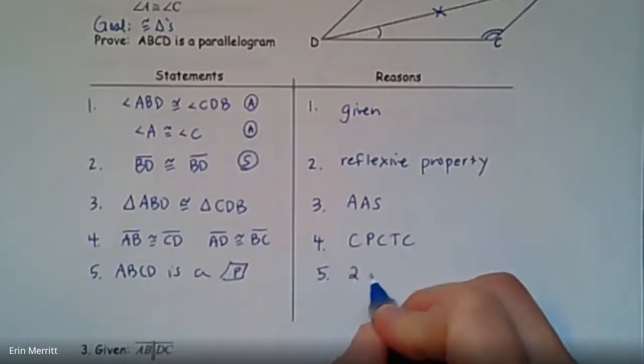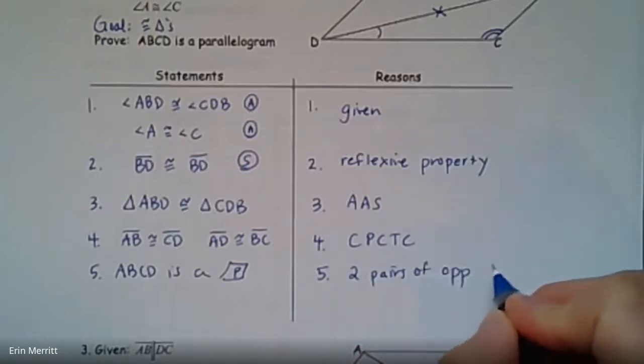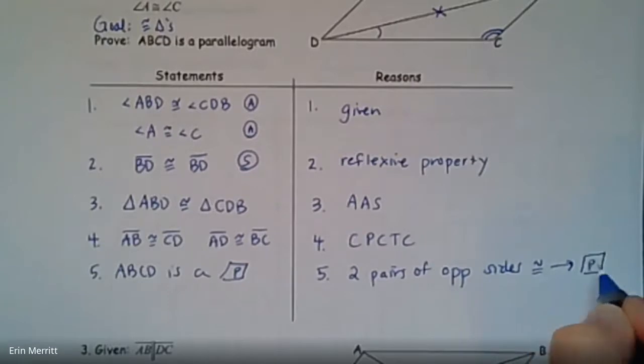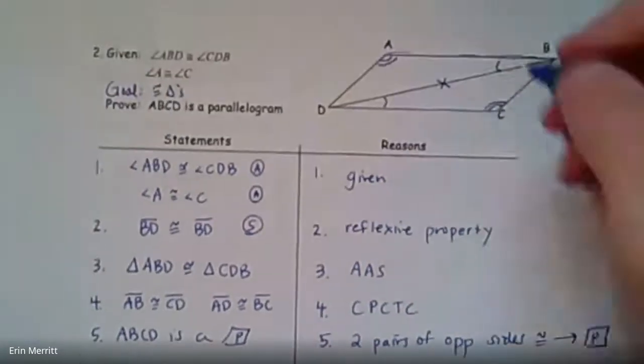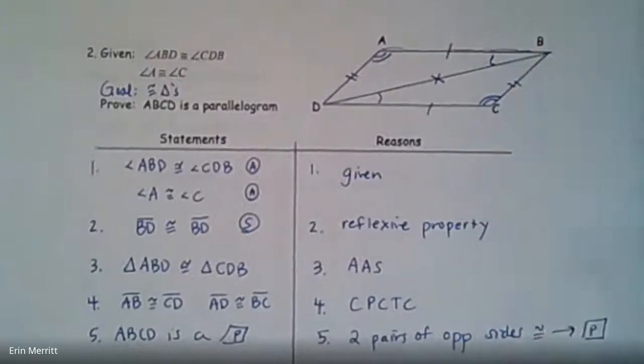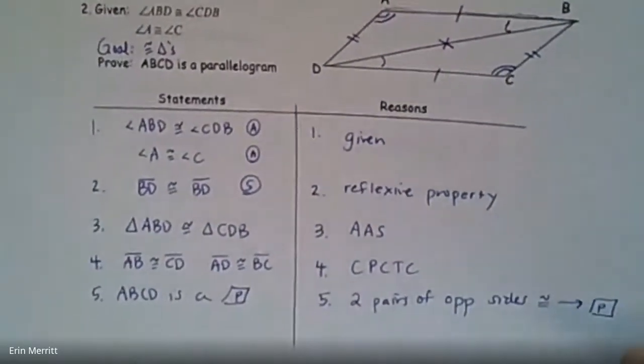And that would be because of two pairs of opposite sides congruent means this thing has to be a parallelogram. So we got these congruent, we got those congruent, that'll do it. I'm only not switching gears because we'll go back and do number 3 together.